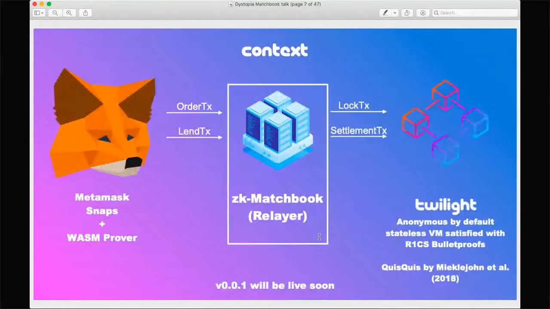A little bit of context. We have built Twilight, an anonymous by default, stateful VM for Ethereum as a layer 2. And the way we achieve anonymity here is through QuisQuis, a paper that came out back in 2018. For the VM, we have partially forked zkVM, and then we have introduced our own opcodes on top of it. But for the purposes of today's talk, I would just be looking at the zk-Matchbook part and not be talking about Twilight. That's a separate conversation altogether.